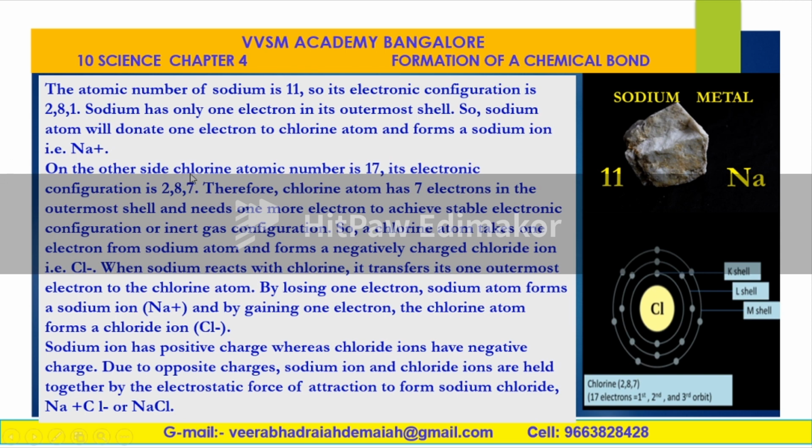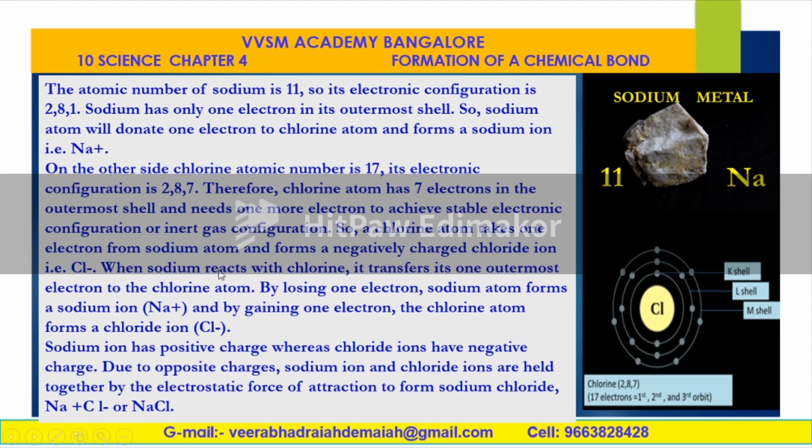On the other hand, chlorine's atomic number is 17, and its electronic configuration is 2, 8, 7. You see, this is the electronic configuration of the chlorine atom. In this chlorine atom, there is a distribution of electrons in the K shell, the innermost shell, the L shell, the middle shell, and the M shell, the outermost shell. The outermost orbital electrons are called valence electrons.